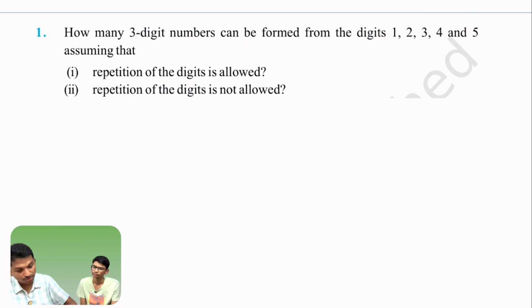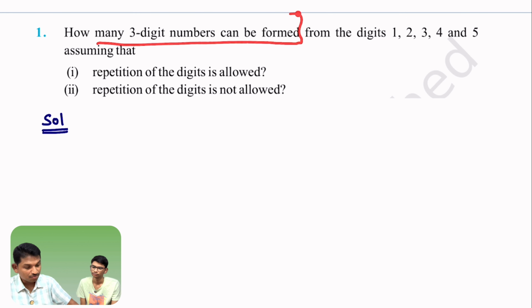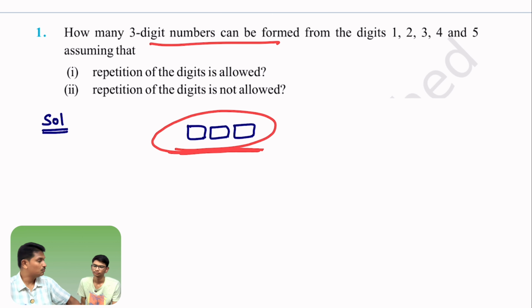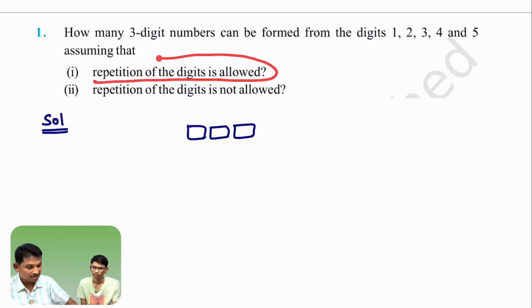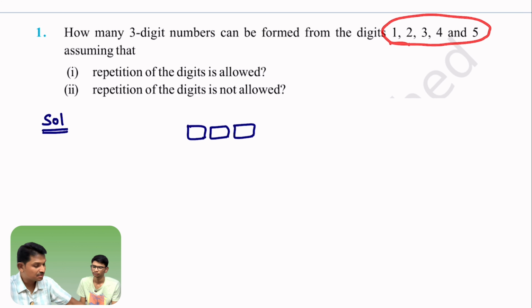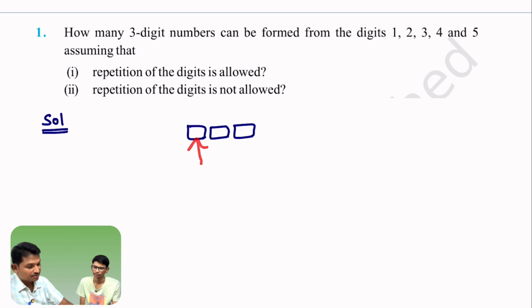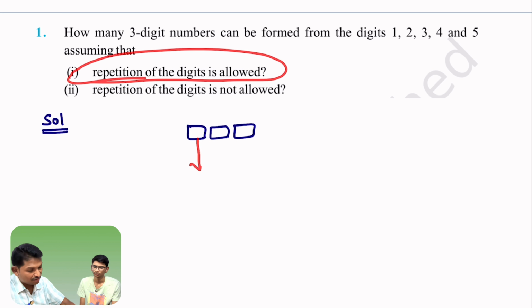So, let's see the solution. You need to form a 3-digit number, so I'll take 3 boxes. Repetition of digits is allowed. I divide this into 3 works, forming a 3-digit number from 5 digits. First work, filling the first box. Second work, filling the second box. Third work, filling the third box. First work: as repetition of digits is allowed, the first box can be filled in how many ways? 5 ways. What are those 5 ways? 1, 2, 3, 4.